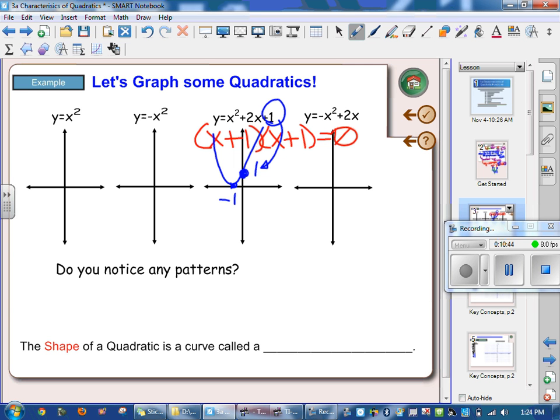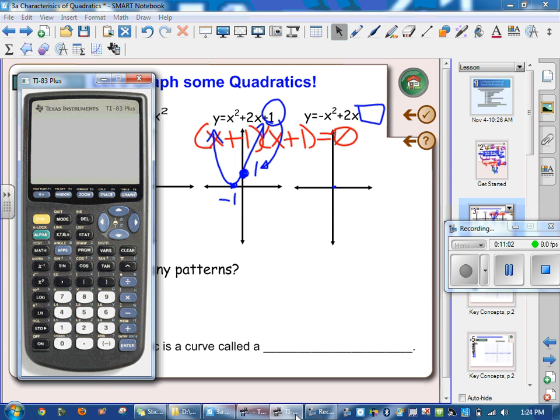Don't forget to put arrows on the top. Now we're going to put the next one in. Is there a constant on this one? No. So it's like +0. It's going to go right through that middle. That's where it's going to touch. So everybody type that one in. We're going to see what happens to that one. All right. Back on. Put my y equals. Clear it out.